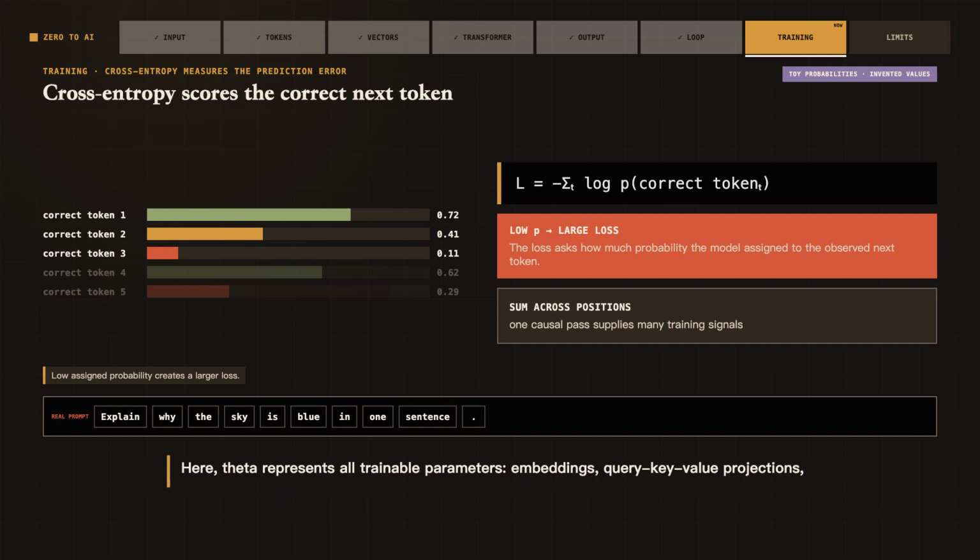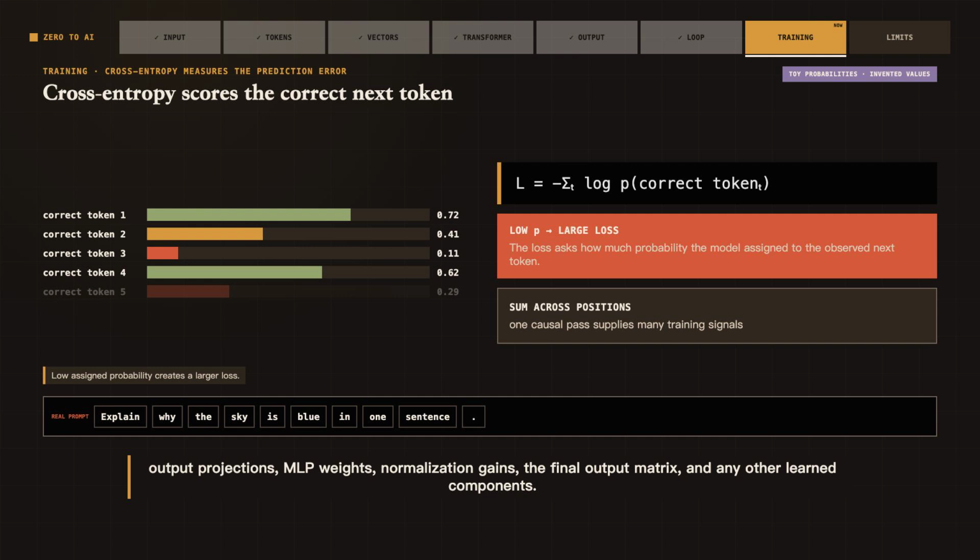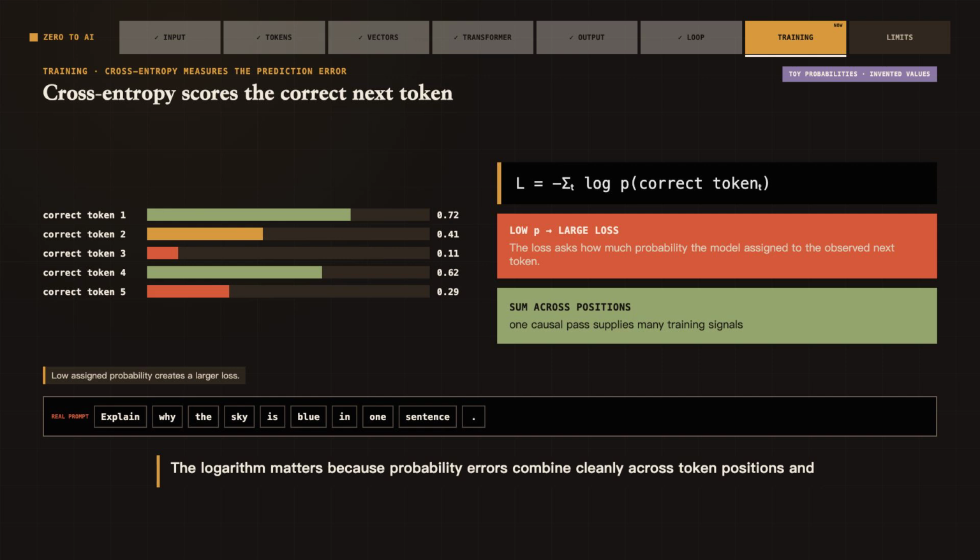Here, theta represents all trainable parameters: embeddings, query key value projections, output projections, MLP weights, normalization gains, the final output matrix, and any other learned components. The logarithm matters because probability errors combine cleanly across token positions, and because assigning extremely low probability to the correct answer is penalized strongly. The loss compresses many next token errors into a number the optimizer can reduce.